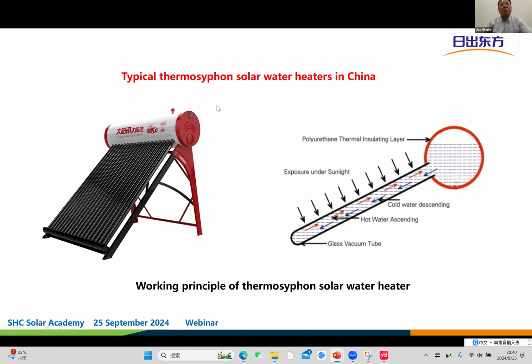And in China, the main product is the very typical solar thermosyphon water heater with a vacuum tube. The principle is very simple. When the vacuum tube absorbs the solar energy, it heats the water in the tube, and the high temperature water will go up, low temperature water will go down. So we heat the water in the tank step by step.